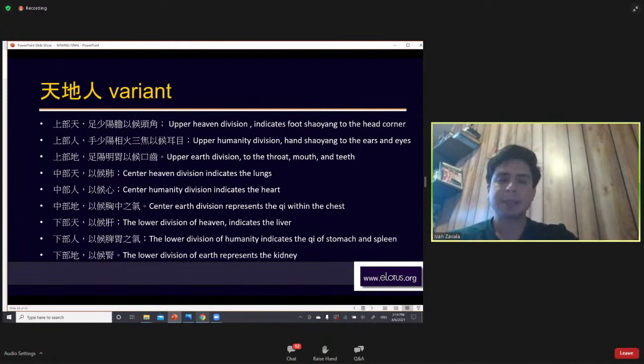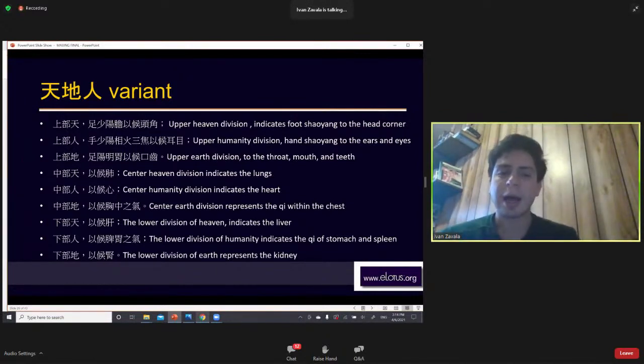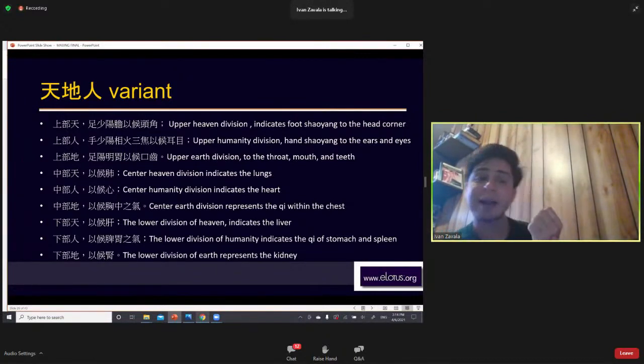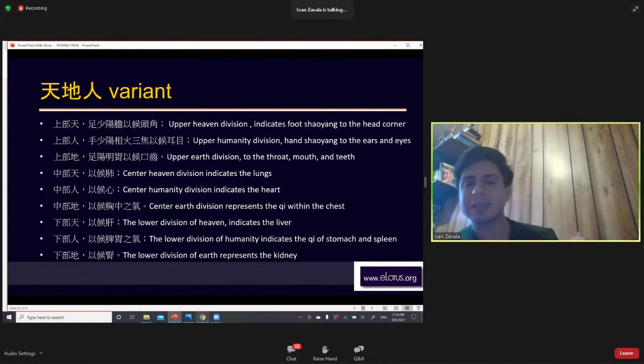This is a Tiandi Ren variant. This isn't necessarily the one I'm sharing, but it is a variant seen throughout history, where they're dividing the pulse into different lateral, medial, inside aspects of the vessel. And this one is saying in the upper heaven division indicates foot shaoyang to the head corner, right?